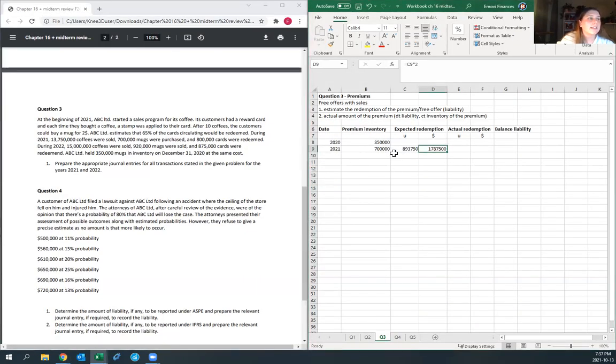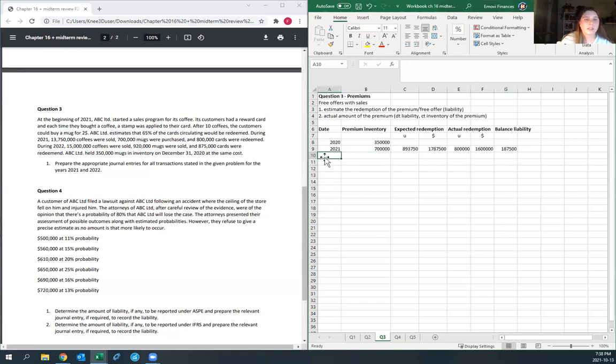Okay. So that's the expected redemption. That's when they're selling their mugs, their premium. They're expecting during the year 2021 that it's going to be around $1.7 million. They're saying that actually 800,000 cards were redeemed. So the actual was 800,000, and that in money is 1.6 million. So your liability at the end of 2021 is going to be your expected minus your actual. We're going to put them in transactions when I'm done doing the little table.